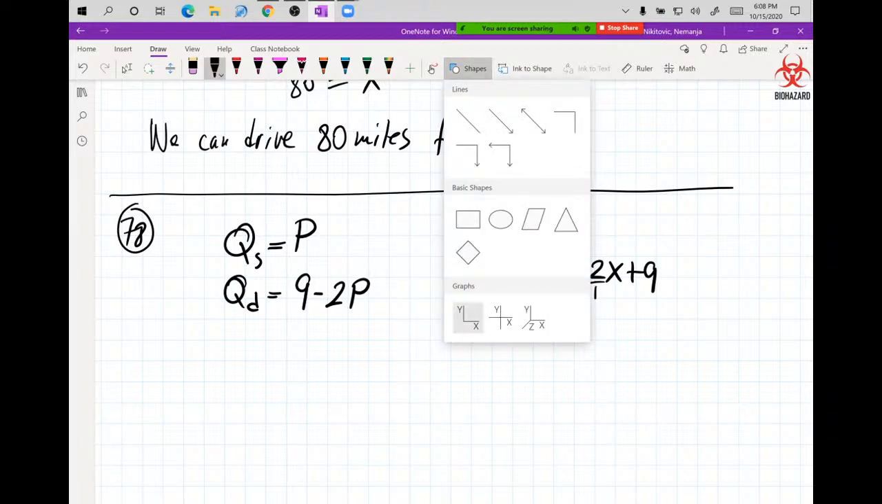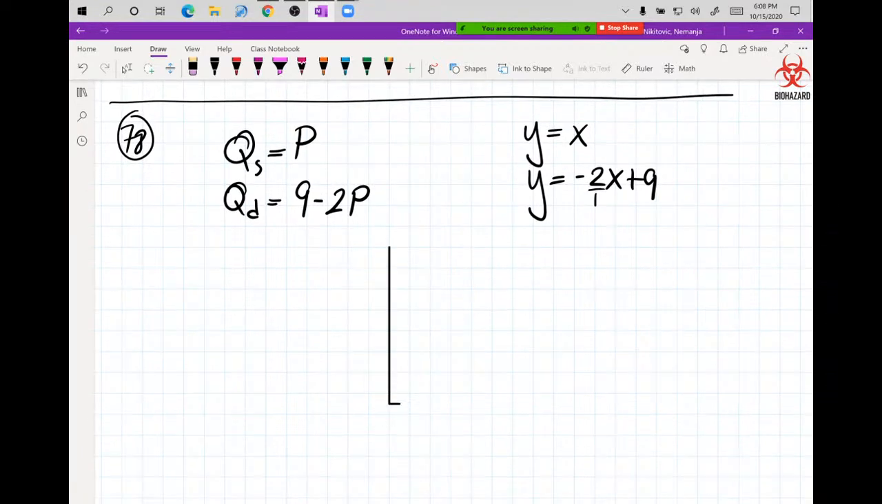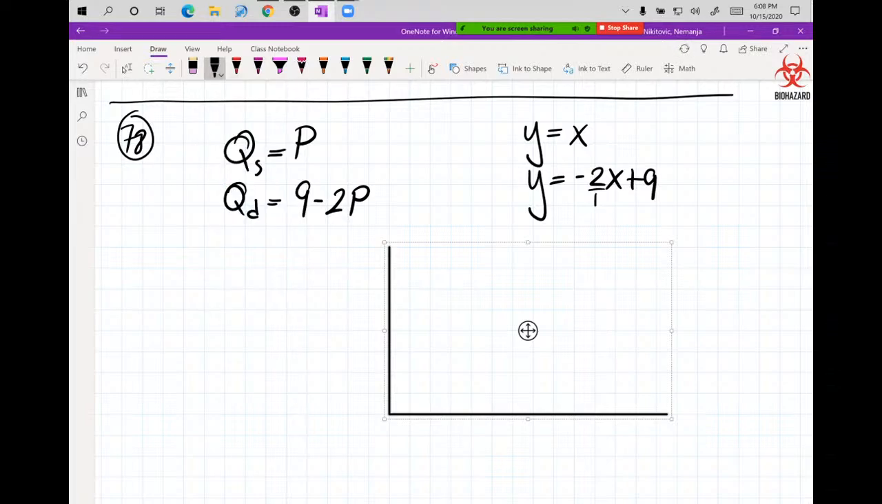So let's talk about the graph. Now all I need to do is graph this thing. Again, we are going to use this type of graph. I don't need any negative sides, because for your x and y, your x-axis here is the price, and over here is the q on the y-axis, which is the quantity.